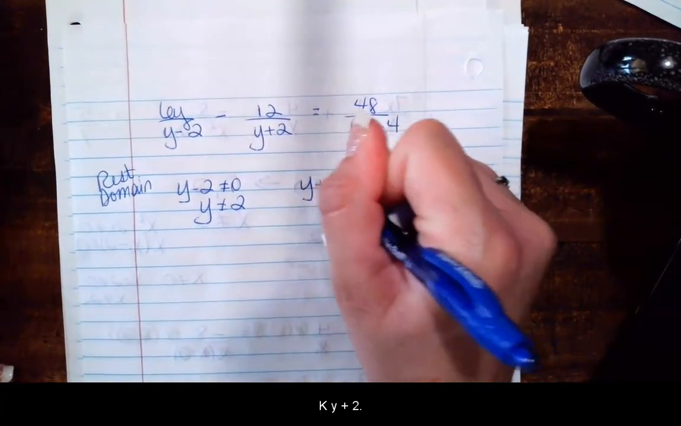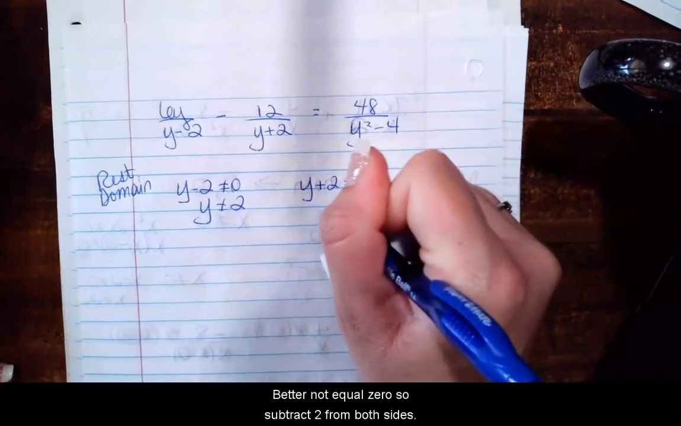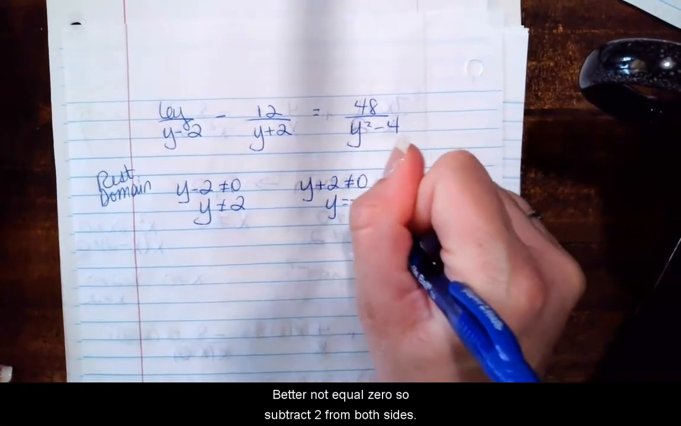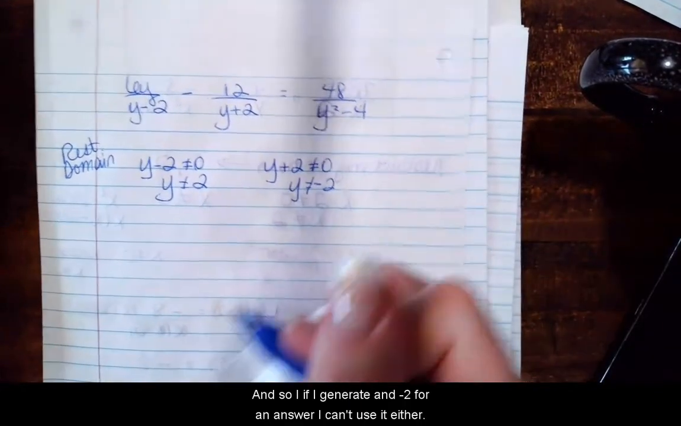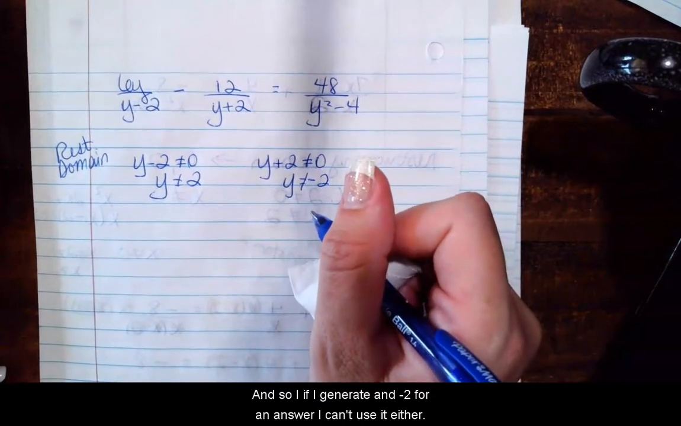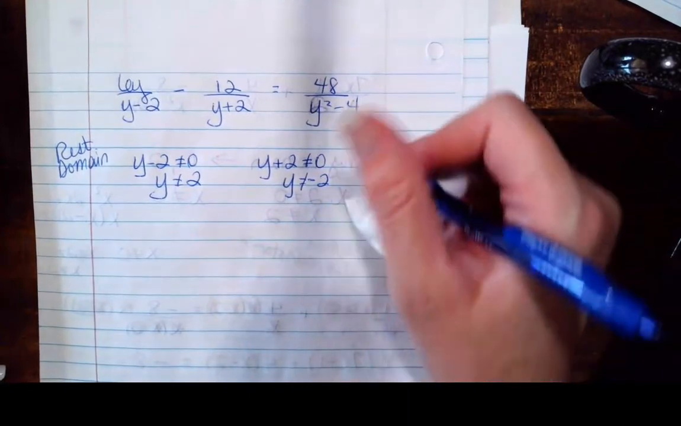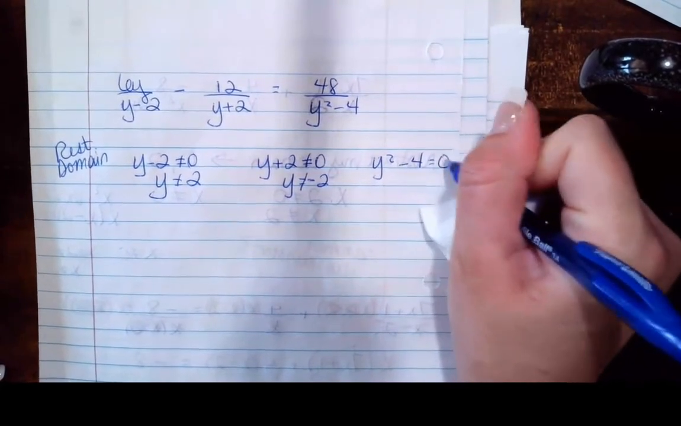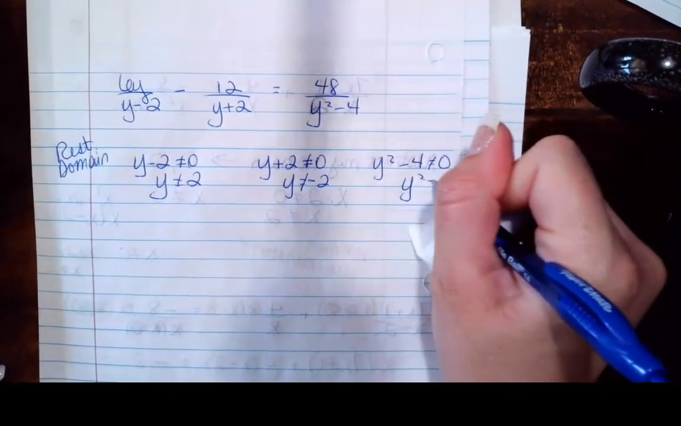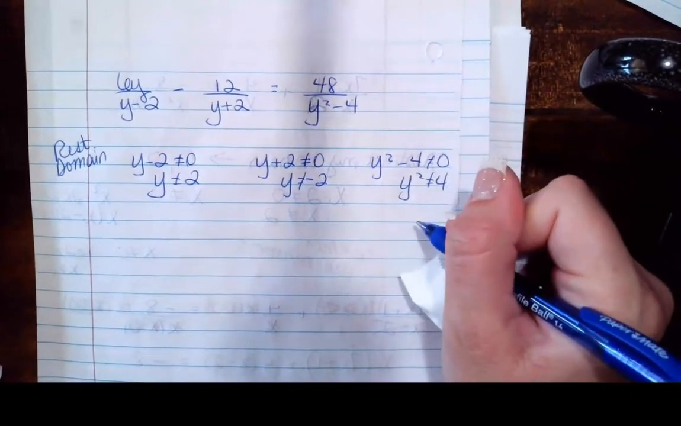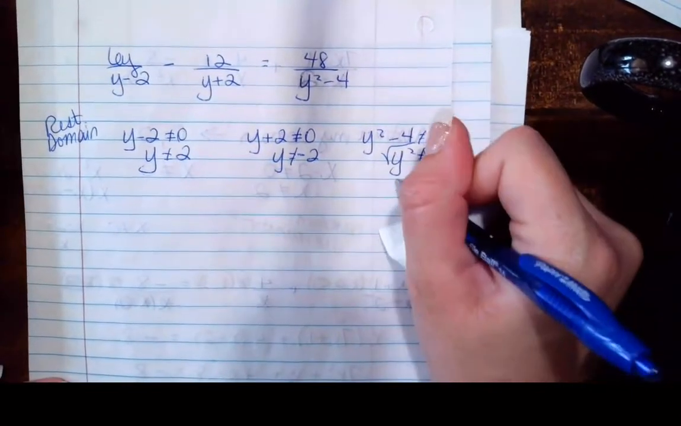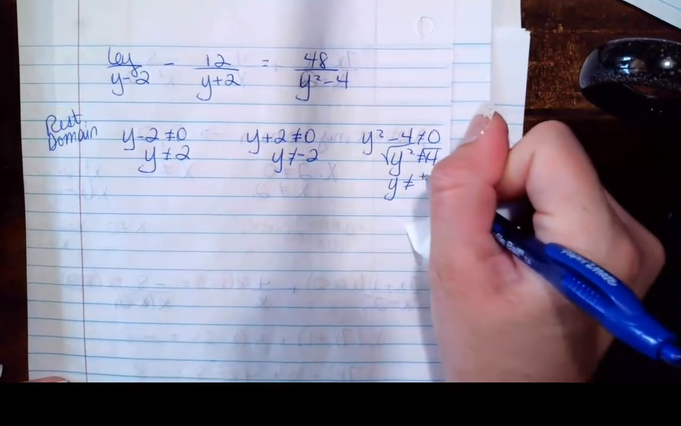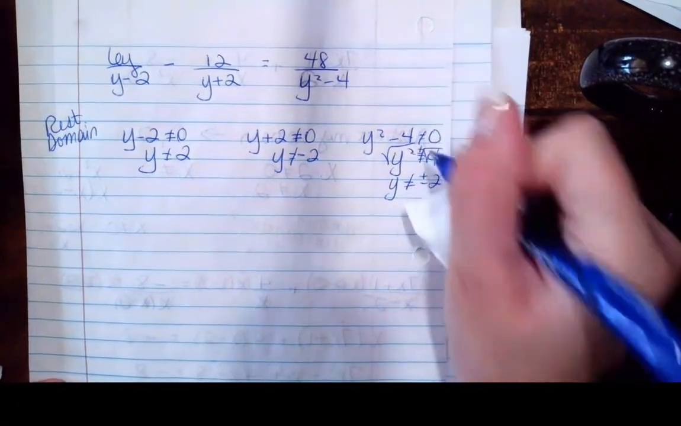Okay, y plus 2 better not equal 0. So subtract 2 from both sides. And so if I generate a negative 2 for an answer, I can't use it either. And then finally, I got y squared minus 4 cannot equal 0. I'm going to add 4 to both sides. And I'm going to take the square root. So y cannot equal plus or minus 2.